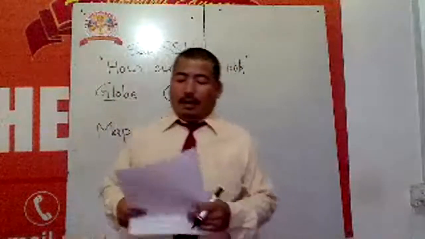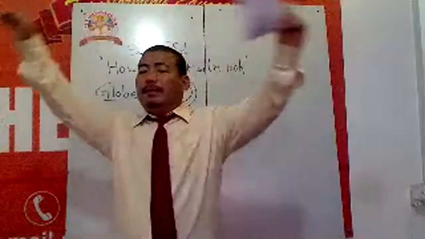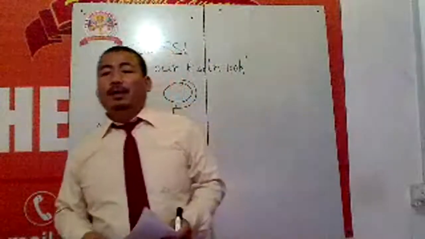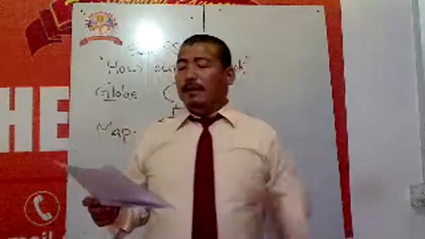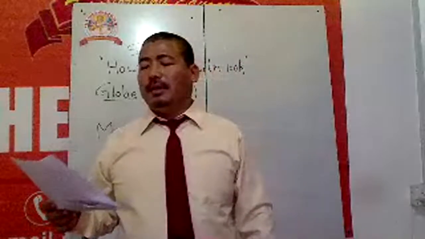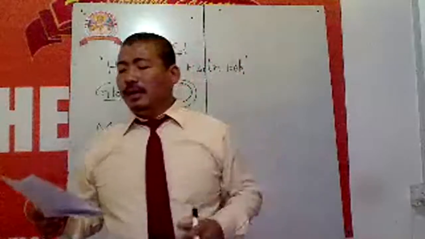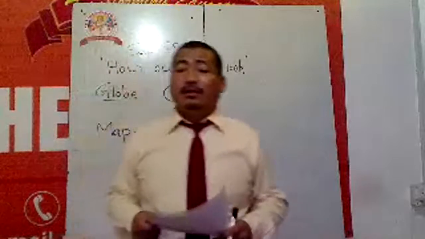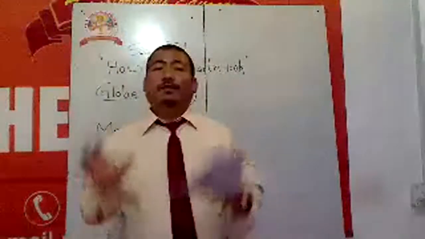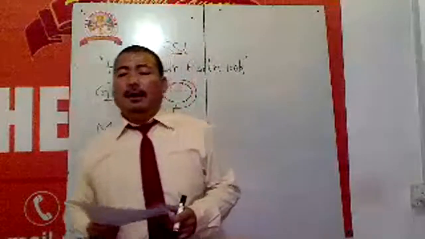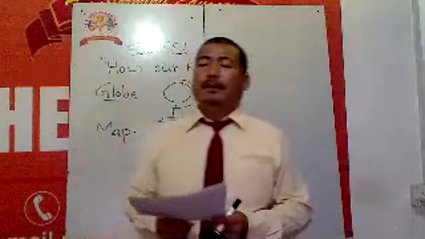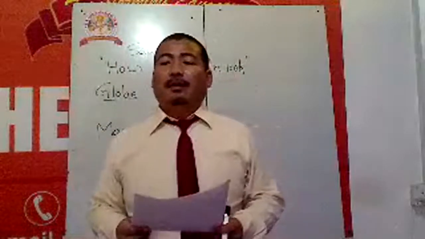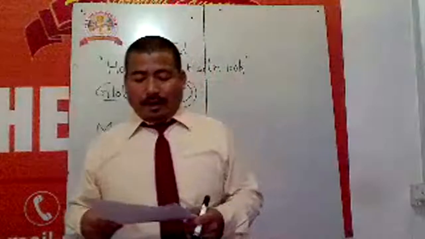We have wall maps, very big maps. In that map, we can see different parts. What can we see there? We can see the oceans and continents. Oceans are the parts of water on the earth, and continents are the parts of land on the earth.